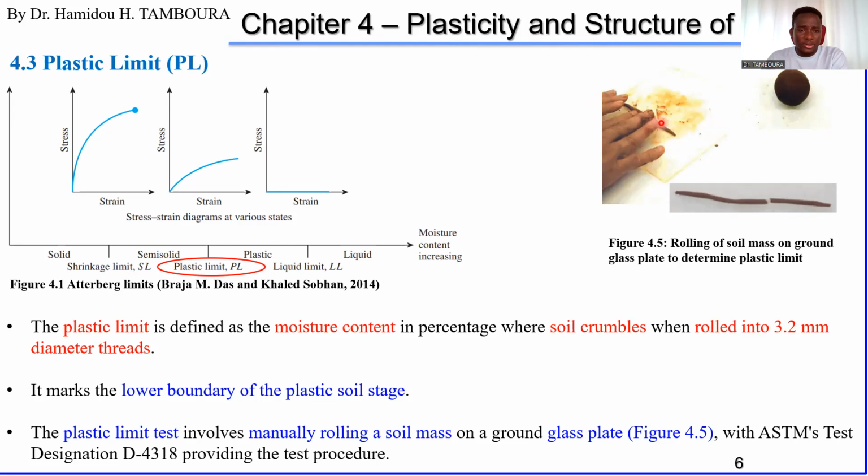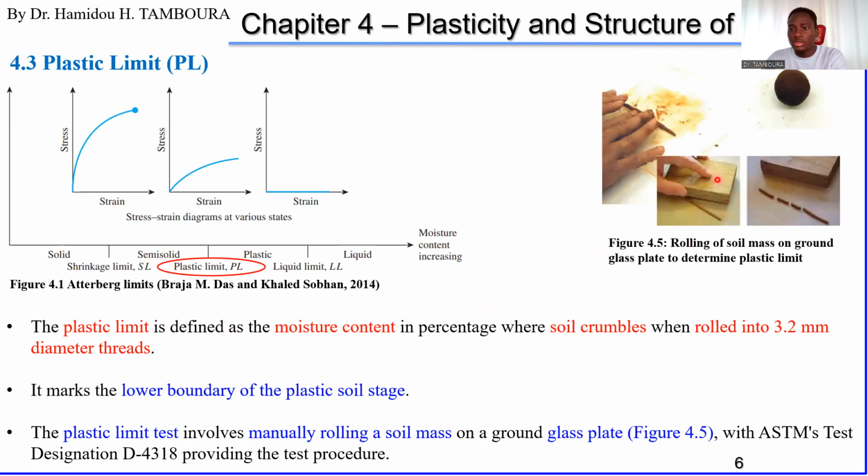If the water content is high, it will not become something like this. It will not break into threads. But if the water is less, then you can obtain something like this. Some people also use, instead of using hand, a specific tool like this, and you get this kind of threads. If you have too much water in your soil, of course you will not obtain this.